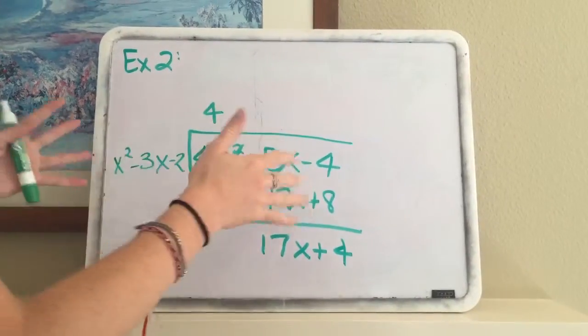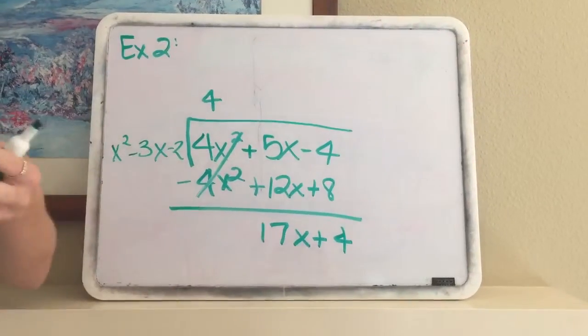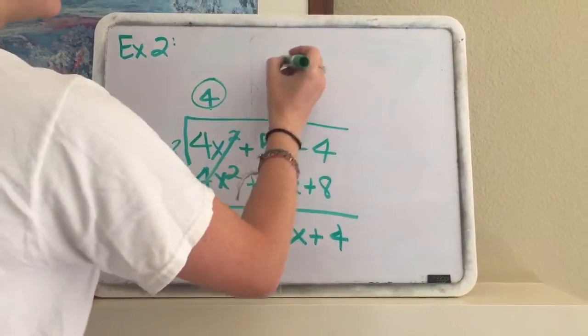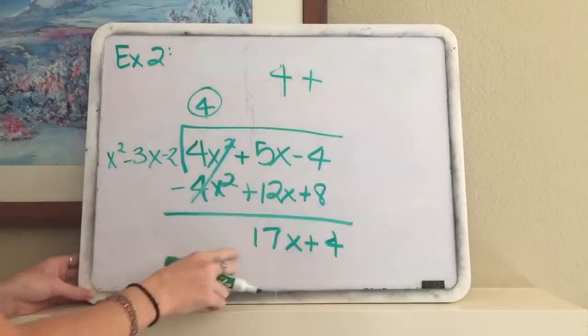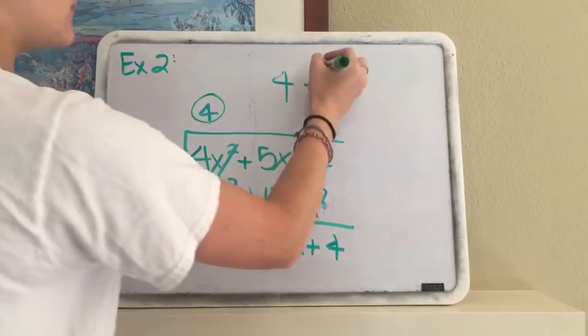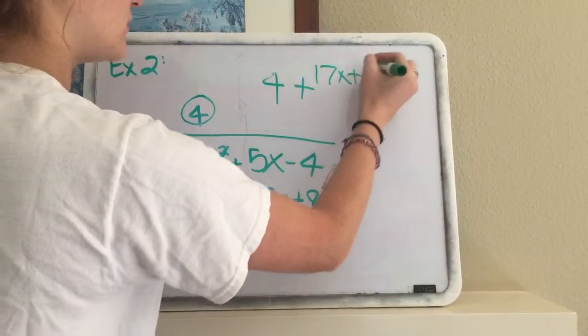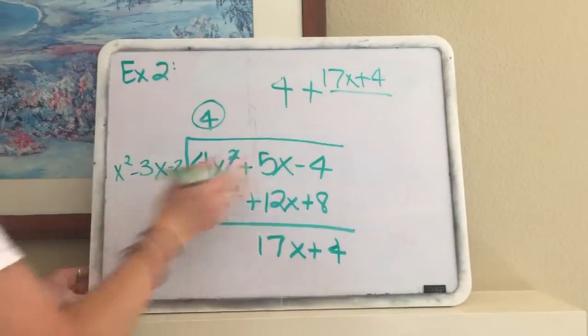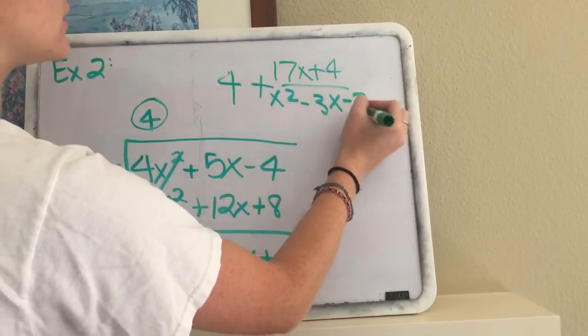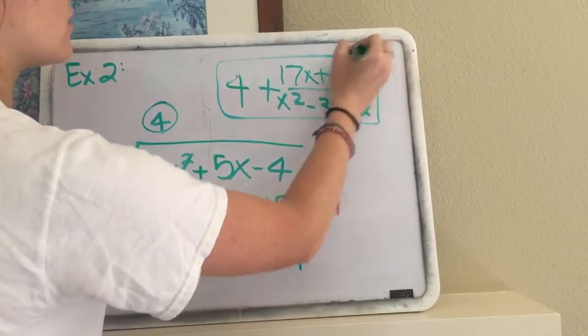So here is our answer, but we have to put it in the final answer form. So here we have our quotient, right? So it's 4 plus, and here we have a remainder. So you put the remainder over the divisor. So it'd be 17x plus 4 over our divisor, which is x squared minus 3x minus 2. And this would be our final answer to this problem.